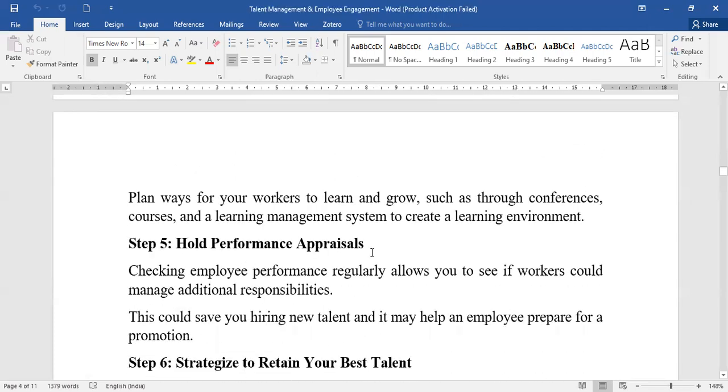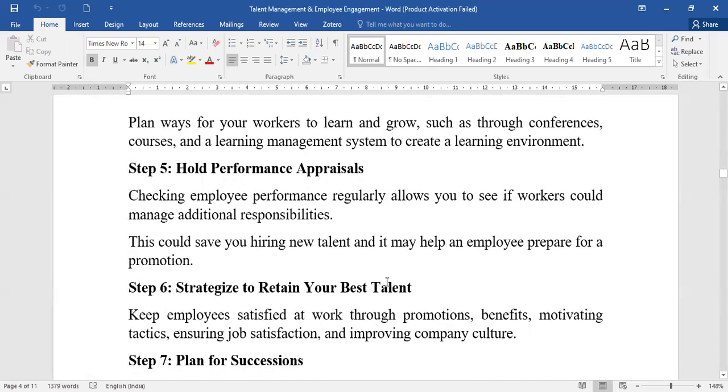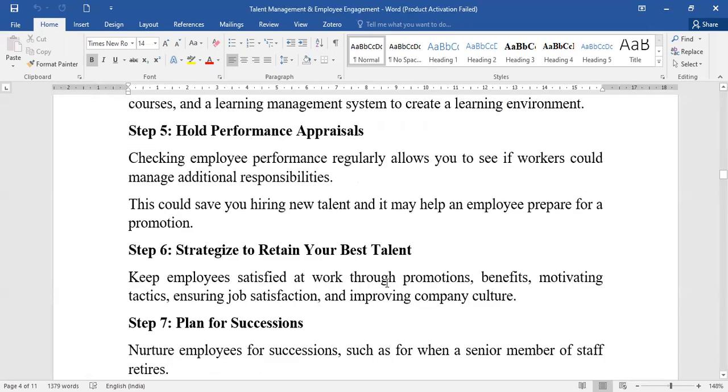Then hold a performance appraisal, which is very important in order to keep your employees motivated and to retain them. Performance appraisal plays an important role. Then equally, you need to strategize the retention policies. You need to have the best retention plans and the best retention strategies. And then finally comes planning for succession.